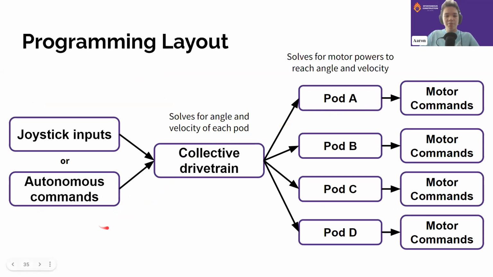Okay, so here's the layout I'm going to go with. First of all, we take joystick inputs or autonomous commands, which would basically be in the form of X and Y inputs and a rotation input. Then we send that to a drivetrain class. The drivetrain class will then solve for the angle and power of each pod based on the position of the pod physically on the robot, and then send that angle and power to each pod in its own instance of the same class.